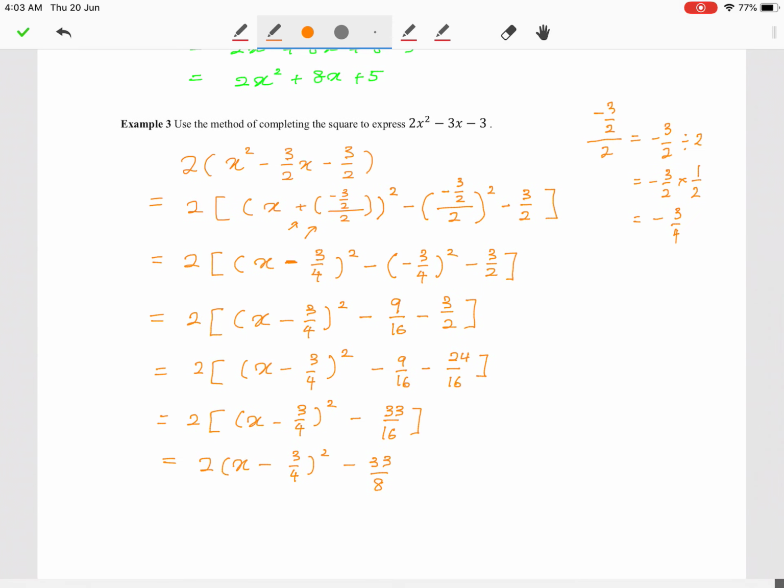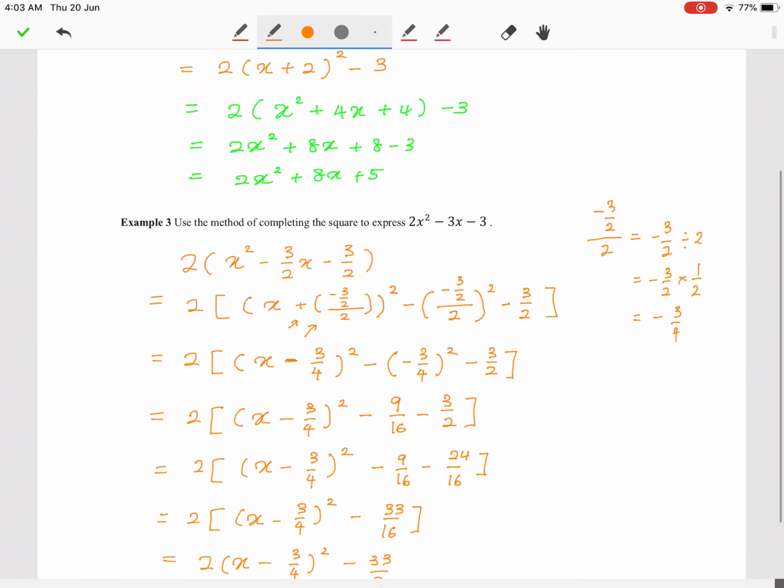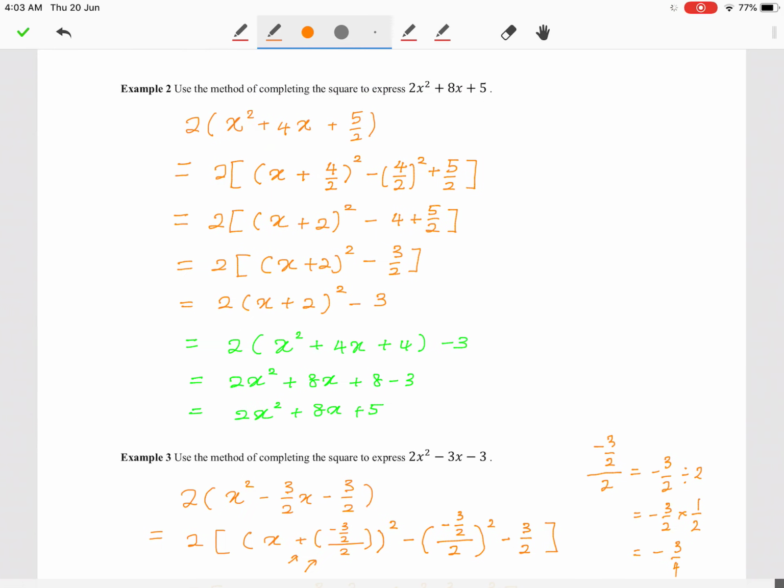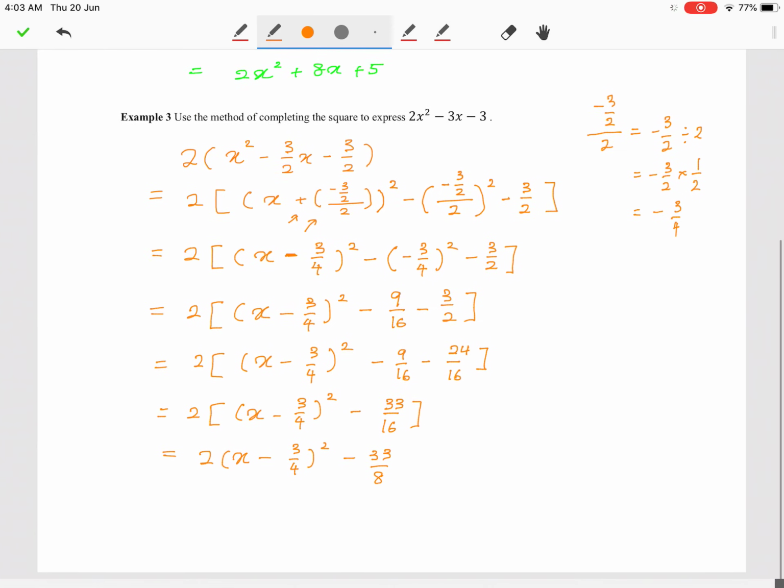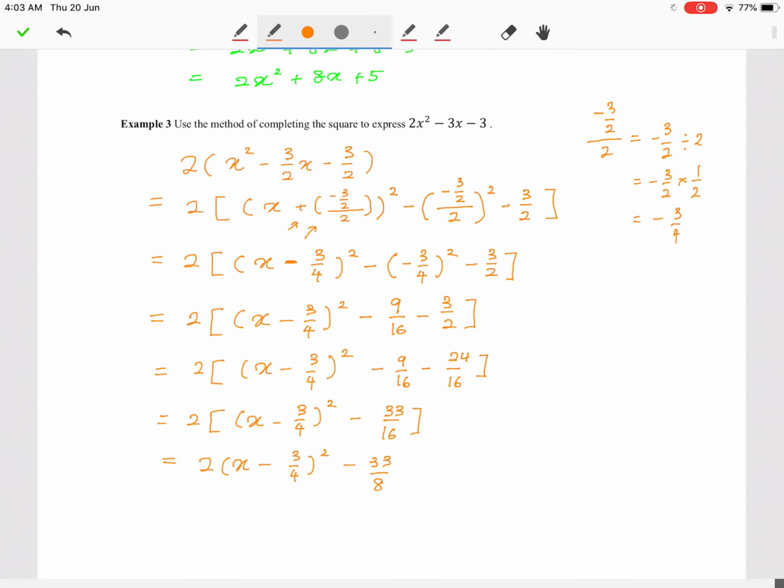So that's it. Now you have used the method of completing the square to express that quadratic equation. I hope this helps you in your studies and in your effort to try to sketch the graph and so on.